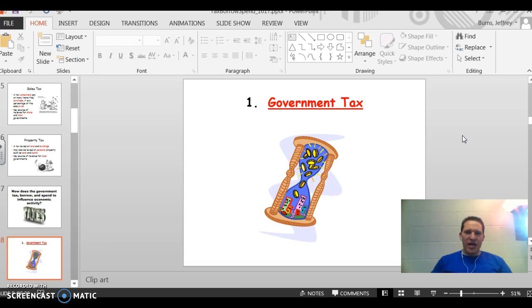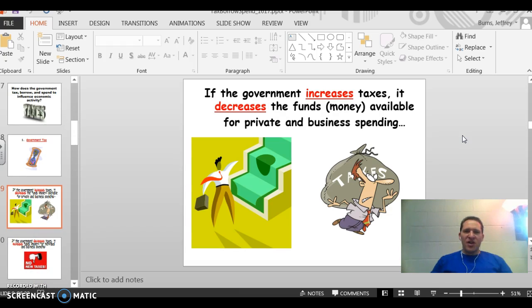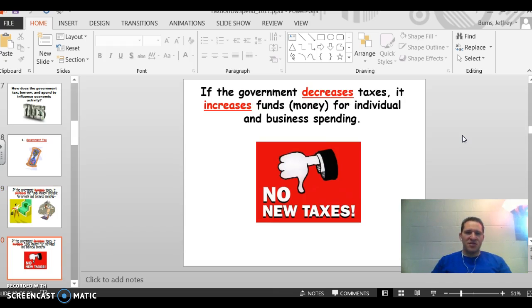And then going down within that box, there's going to be a couple of bullets. So if the government raises or increases taxes, that means there's going to be less money available for businesses and individuals to spend. Because now instead of being able to spend more, you're paying more in taxes. Which could be good because you could be getting more public goods and services that you don't have to pay for individually as much, because it's going through your taxes. Right, and if the government decreases taxes, it increases the funds available for individual and business spending.